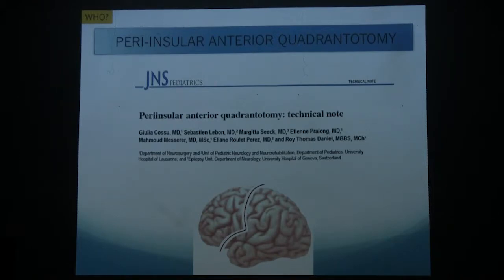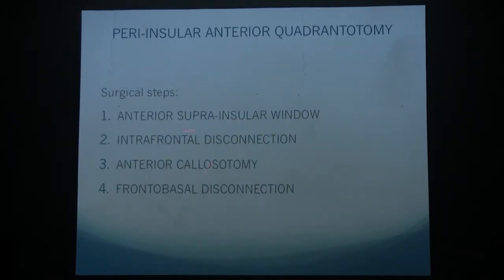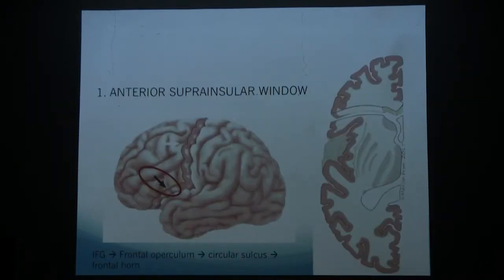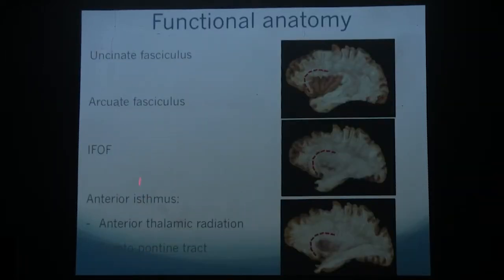So then we come to another technique that we recently published. It is the anterior quadrant disconnection. It goes through similar steps. It starts with an anterior suprainsular window, and there you deal with the inferior frontal gyrus, the frontal operculum, the circular sulcus. This is the circular cistern, and that gives you the guide. At that point you turn onto the ventricle to reach the frontal horn. And these are the structures you deal with.